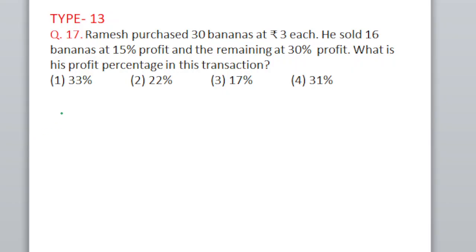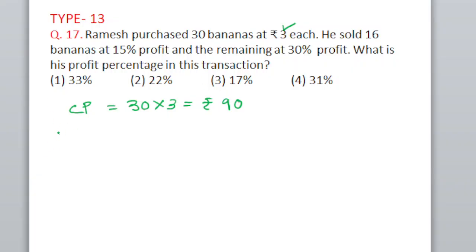Now here CP is equal to 30 into 3. So that is equal to rupees 90. Because here CP of one banana is rupees 3. So there will be 30 bananas. That means total CP will be 30 into 3. That is equal to rupees 90.